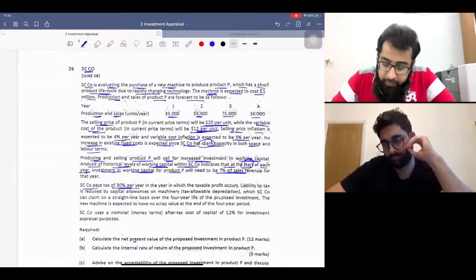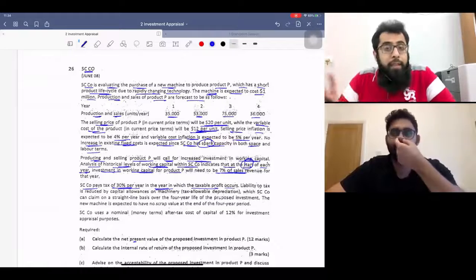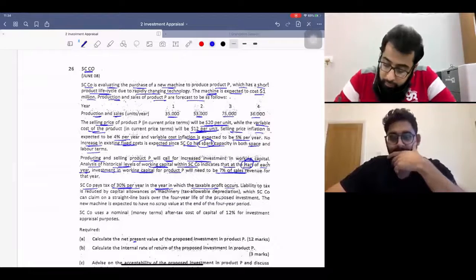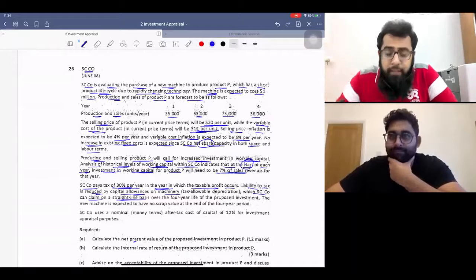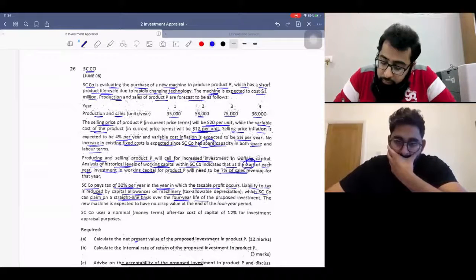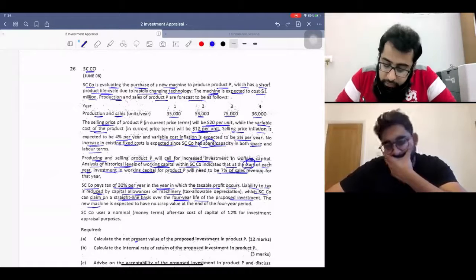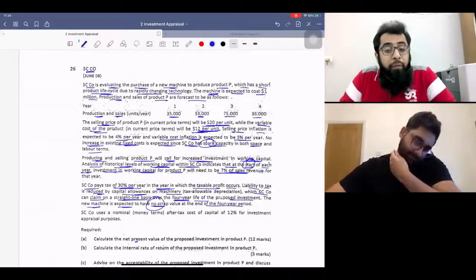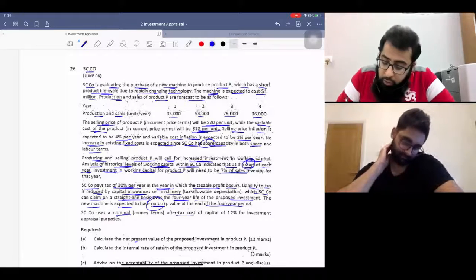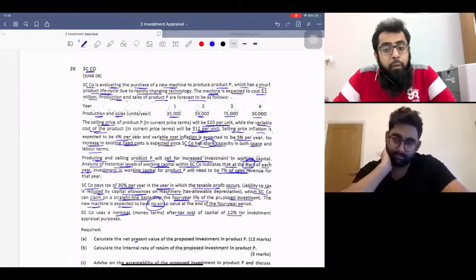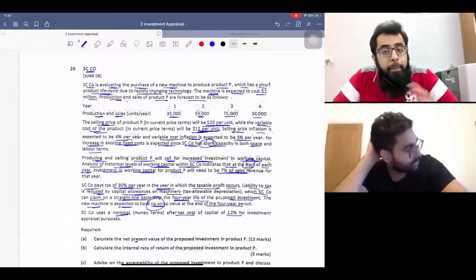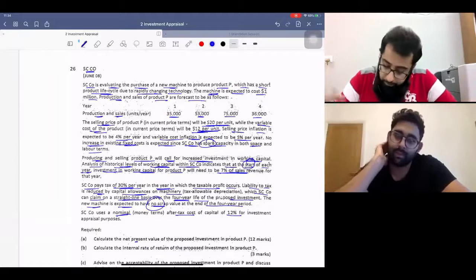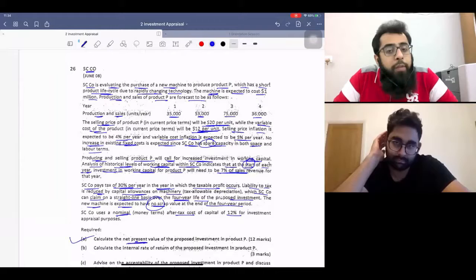SC company pays tax at 30% in the year in which the profit occurs. There is no arrears; we pay tax in the same year. Liability to tax is reduced by capital allowances, which SC company claims on a straight line basis. The previous question was reducing balance. Now we'll have straight line over the 4-year life of the proposed investment. The new machine is expected to have no scrap value at the end of 4 years. Nominal cost of capital is 20%. You are provided with the nominal cost of capital, so you don't need to convert anything. Nominal is the inflated one. Again, we'll calculate the net present value of the project.